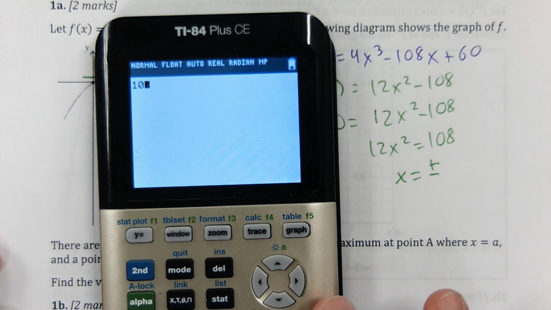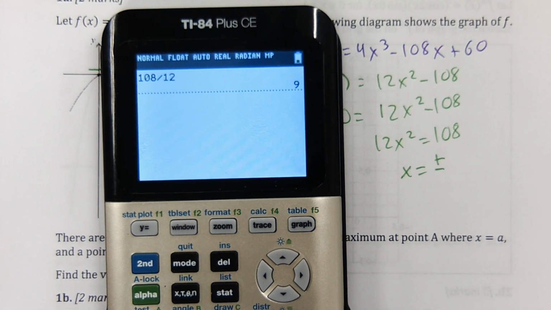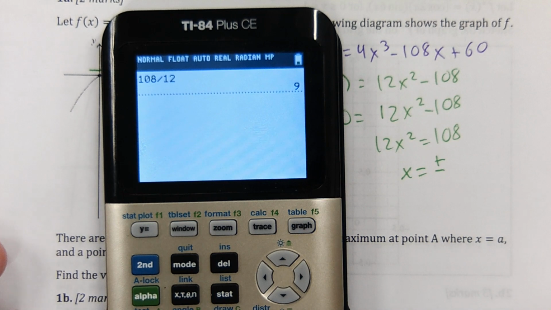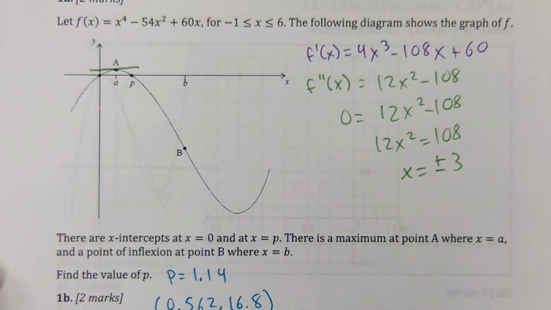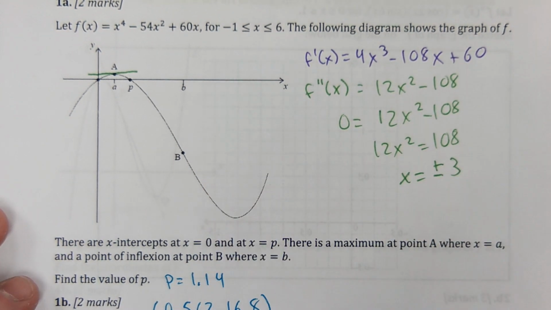So we say 108 divided by 12. And, oh, look at that. It's the square root of 9, so it's going to give me plus or minus 3 when I take the square root. Here's the thing. Negative 3 is not within that span.